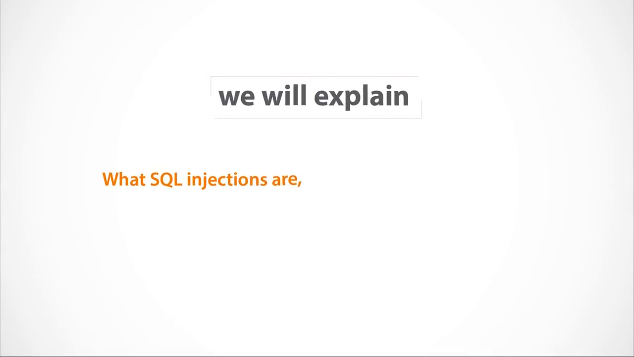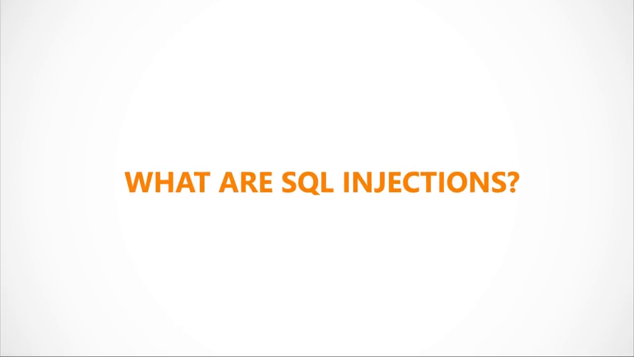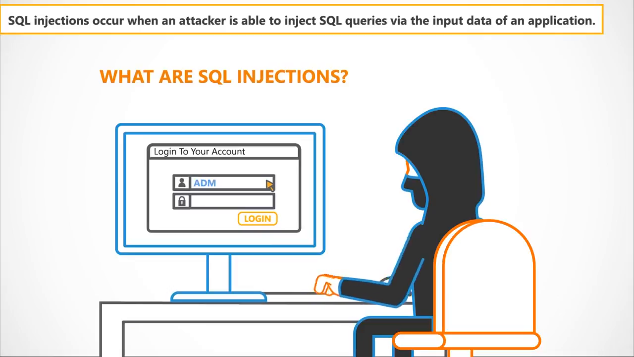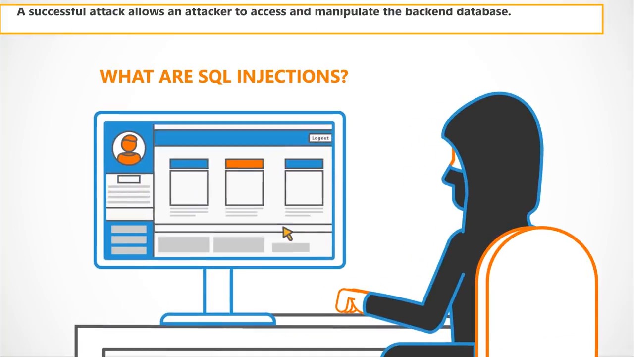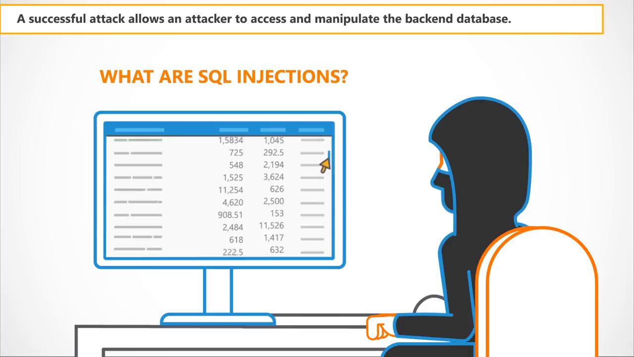In this section, we will explain what SQL injections are, its causes and preventions, and some potential hazards. So, what are SQL injections? SQL injections occur when an attacker is able to inject SQL queries via the input data of an application. A successful attack allows an attacker to access and manipulate the backend database.